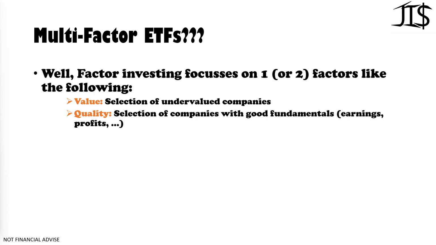So it can be boring, but yeah, quality and value for me, that's two main factors where I put a lot of focus myself. Then you have volatility, where you select companies with a low beta. And beta is the factor that indicates how much your stock is fluctuating compared to the whole market.